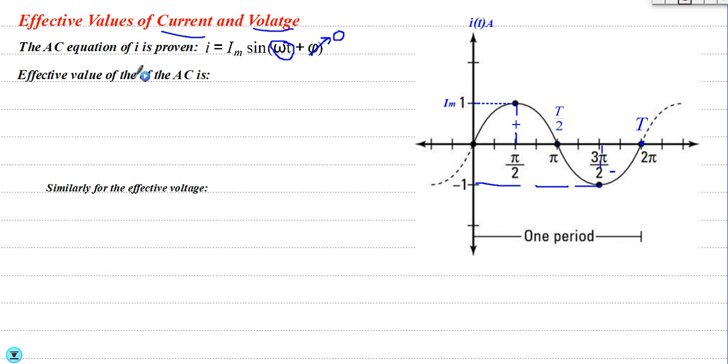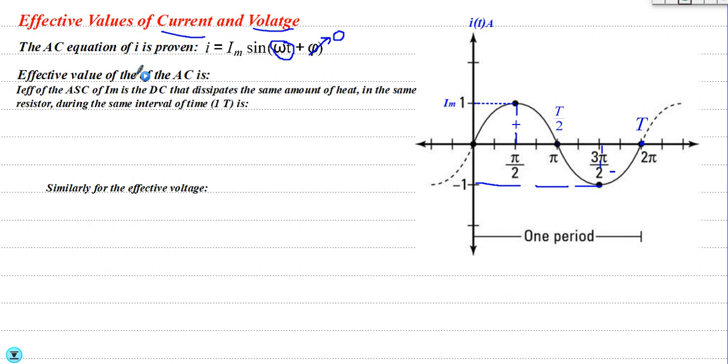However, what is the value of the alternating current? Before going to the value, let us examine the definition. I effective of the alternating sinusoidal current of I maximum is the direct current that dissipates the same amount of heat in the same resistor during the same interval of time, which is the period. It is given by I effective equals I maximum over square root of 2. Similarly, for the effective voltage, U effective equals U maximum over square root of 2.